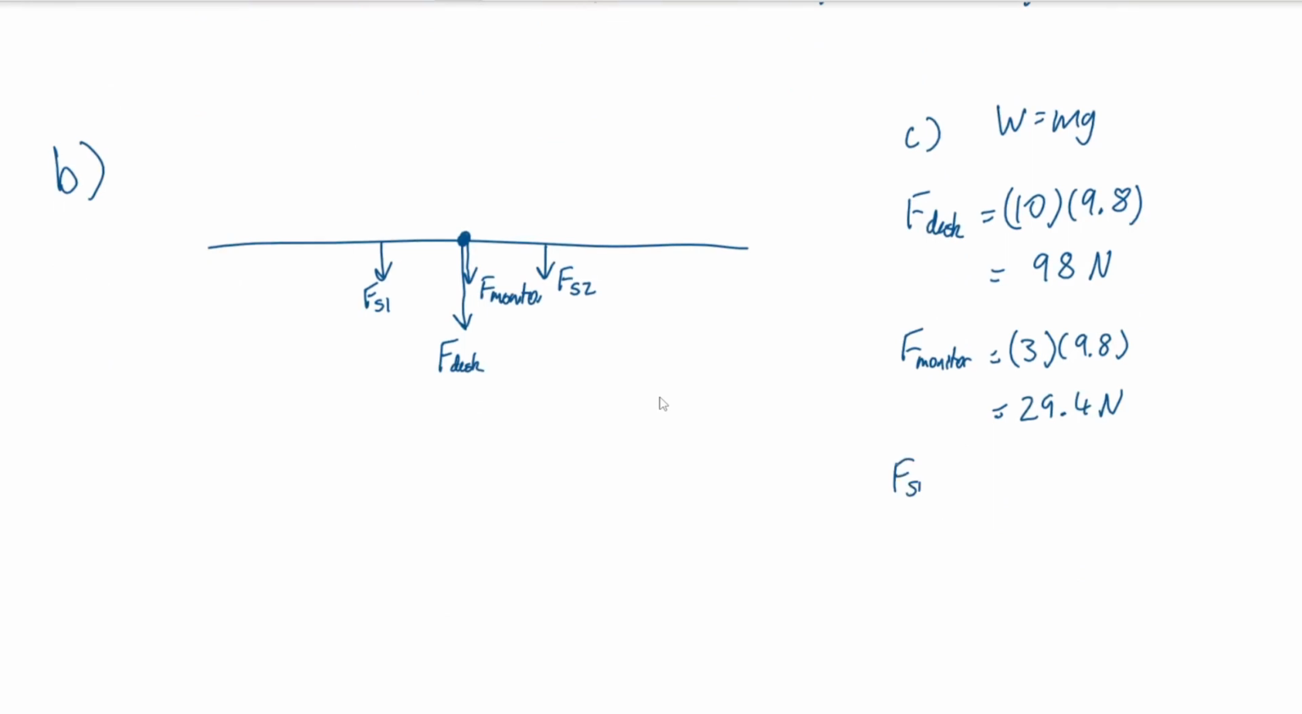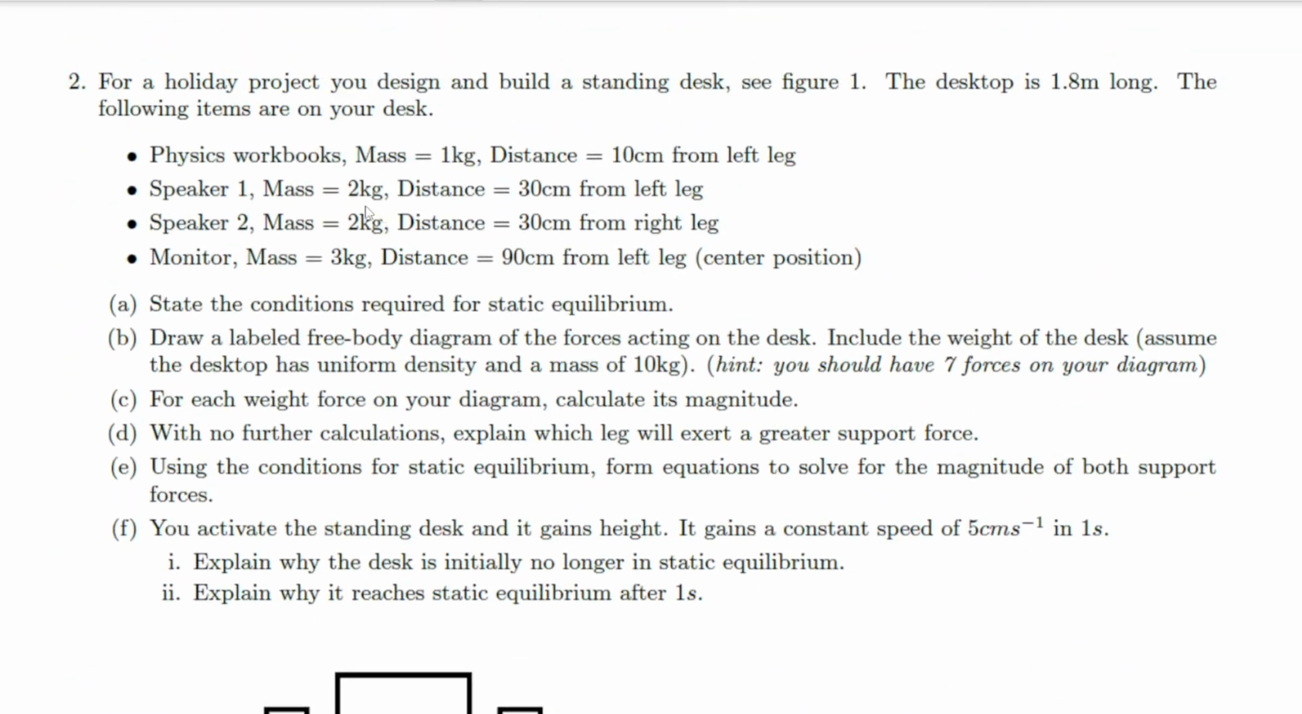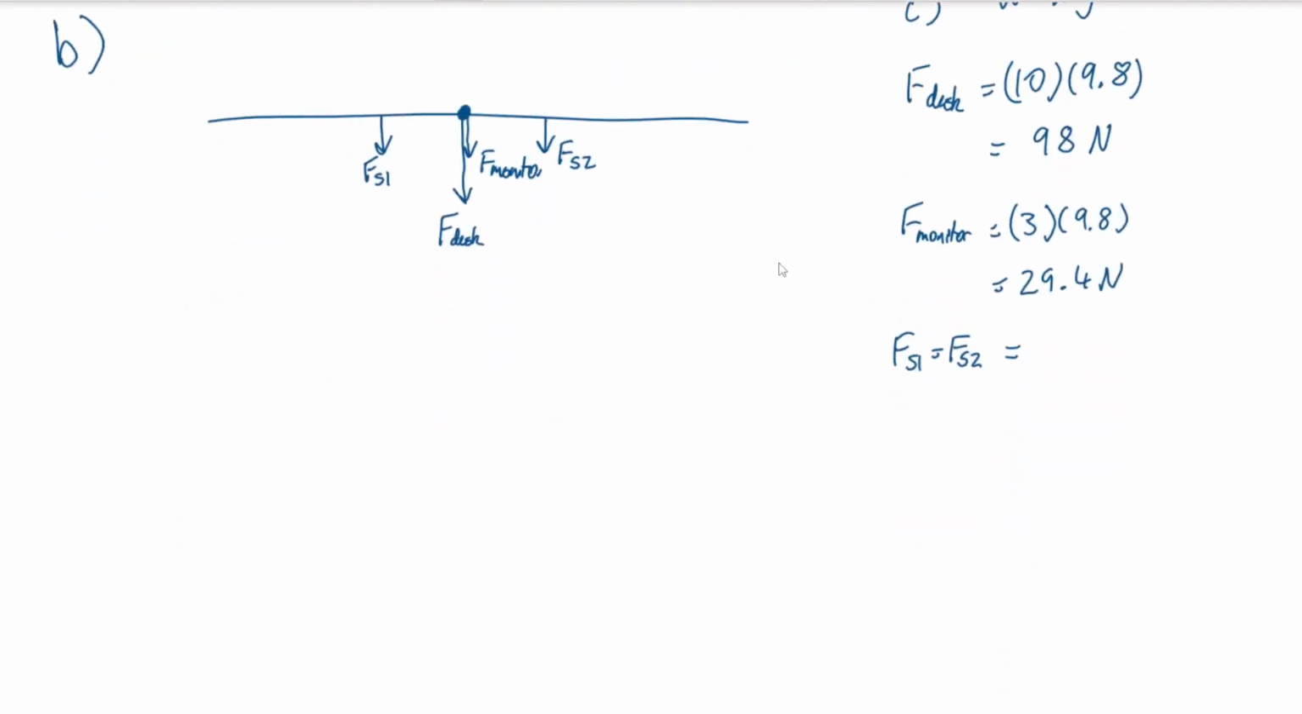And since they're the same mass, I can calculate the magnitude of one and it will be the same as the other. And so the speakers had a mass of 2 kgs each. 2 kgs times 9.8, which is 2 times 10 minus 2 times 0.2, so it's 20 minus 0.4, 19.6 newtons.